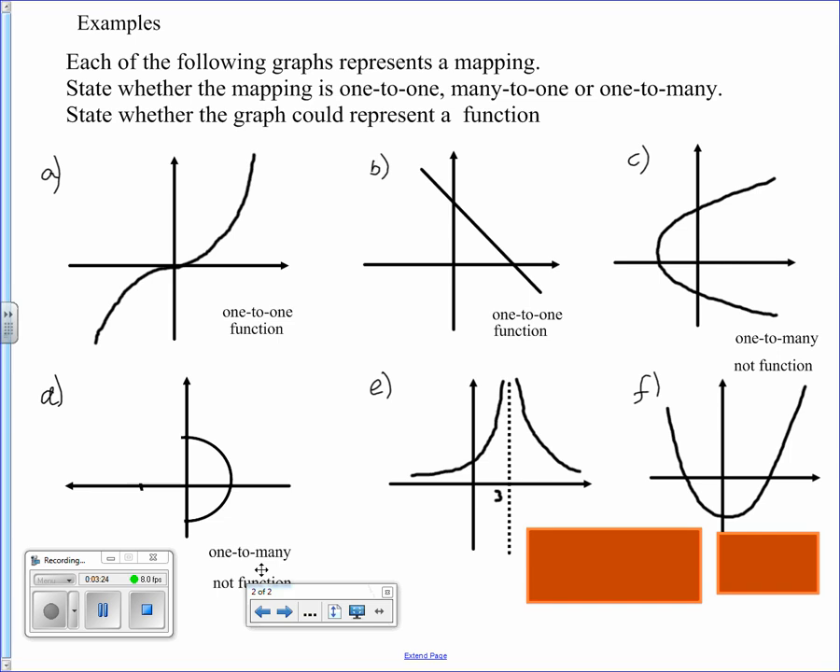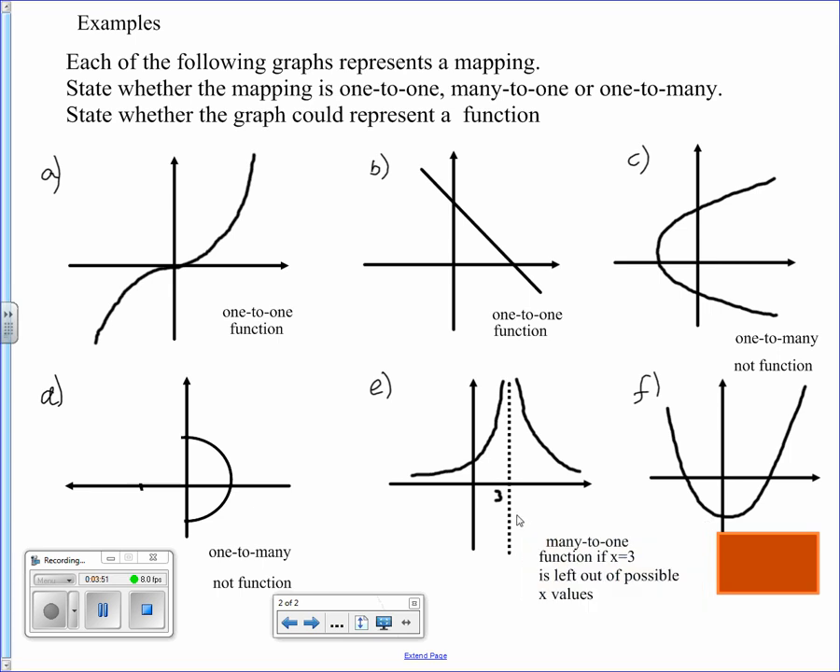This one is similar. Here there are some x values for which there is no y value, and some x values for which there are two y values. This one, again, could not be the graph of a function. Here we have an example which is a many-to-one function, because there are some y values which would correspond to two x values. So there are two x values going to one y value.